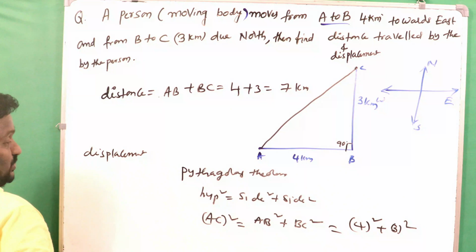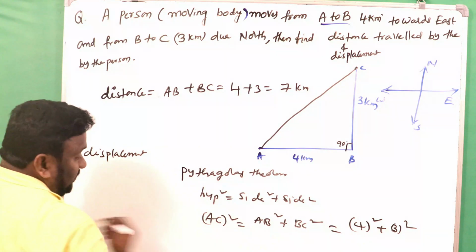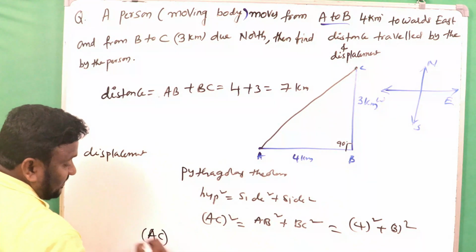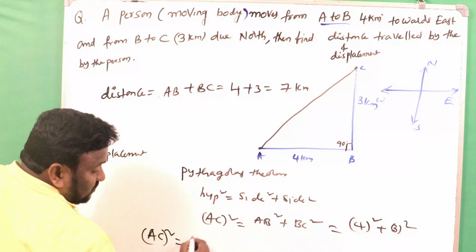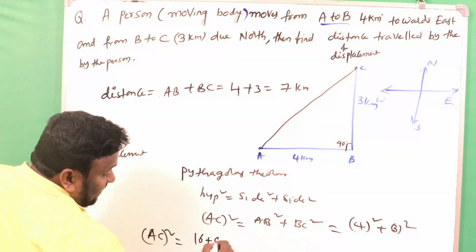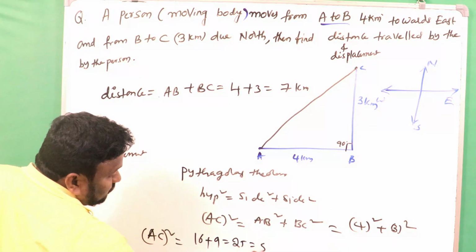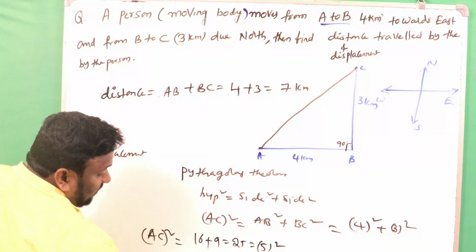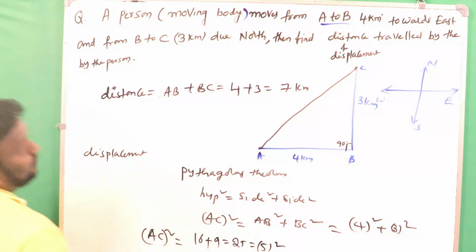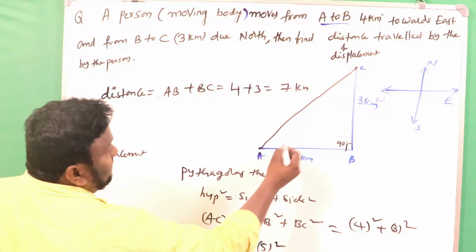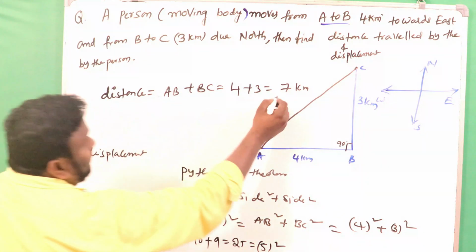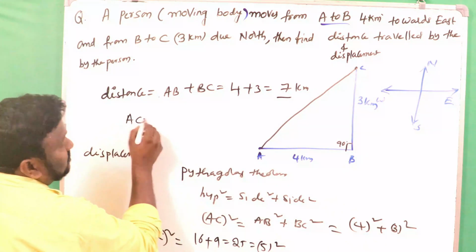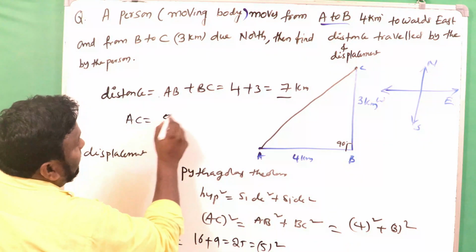Clear? So obviously here now what to write? AC displacement square is equal to 4 square 16 plus 3 square 9, 25. That is equal to what? 5 whole square. Therefore AC is equal to 5 kilometers. So that is the displacement here. Distance is 7 kilometers and AC is equal to what? 5 kilometers.